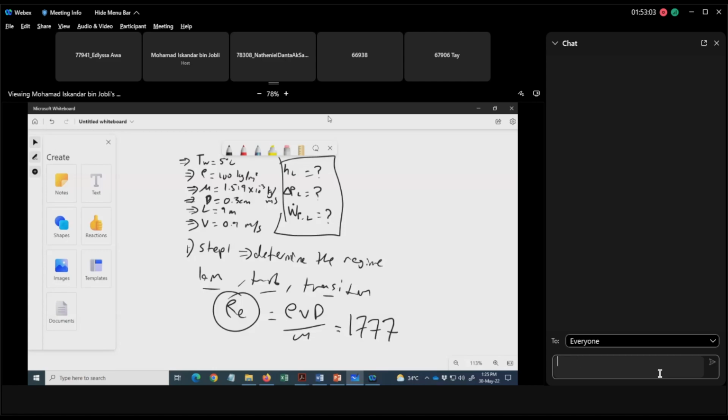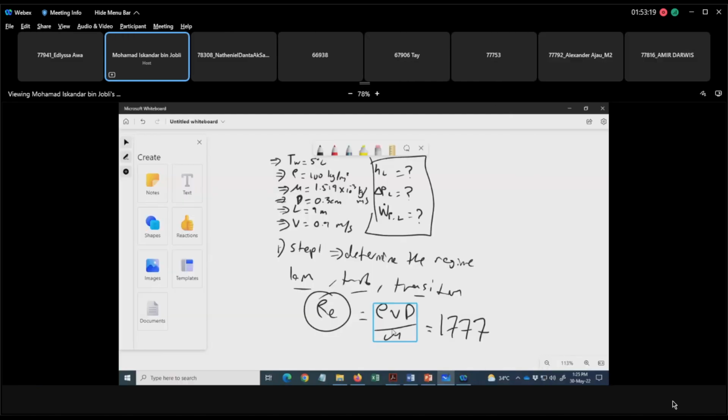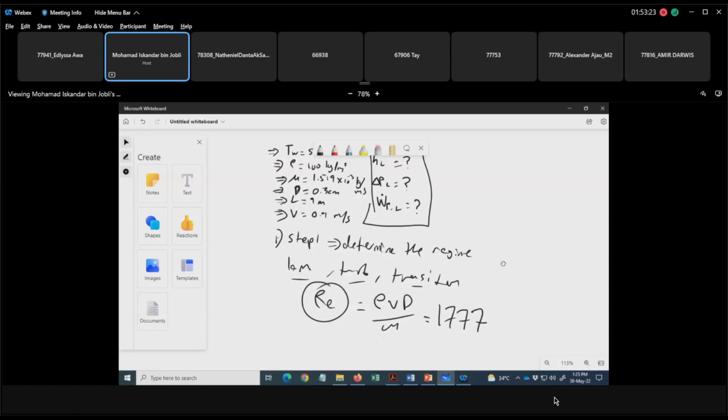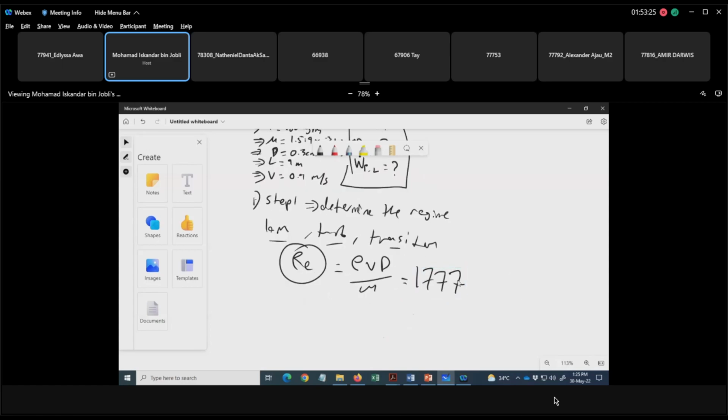Dimensionless. Exactly. Okay, thank you for the answer. I think we developed this in the previous class. It is one of the non-dimensional parameters. Non-dimensional parameters meaning they don't have dimension. They don't have unit. That is why the Reynolds number is just given by its number. You don't bother about unit. There is no unit for Reynolds number. Okay, 1777.